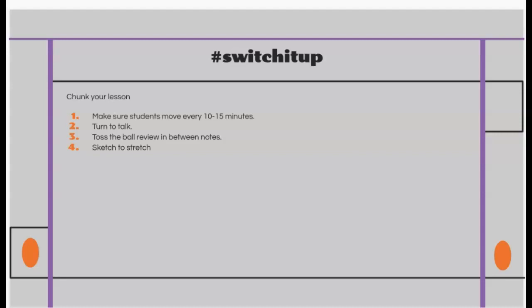You can also have students toss a small ball around the classroom like a hot potato with a quick summary of the notes. Students have the notes in front of them, so everyone has a chance to contribute something. You can have students sketch a picture and then stretch it to the EQ or essential question, or even use it as an exit ticket. While we've heard these over and over, sometimes it's good to get a quick refresher.